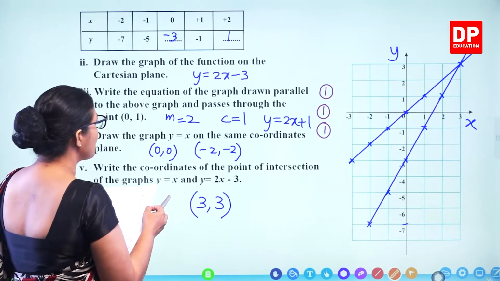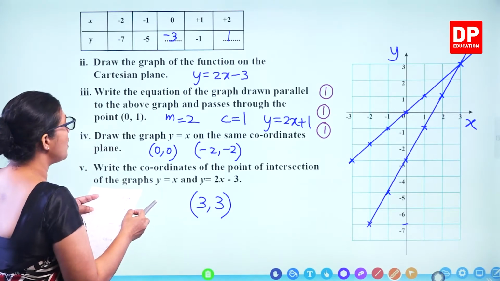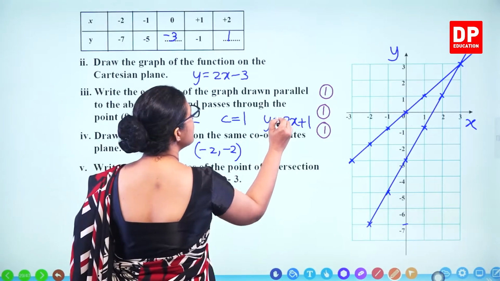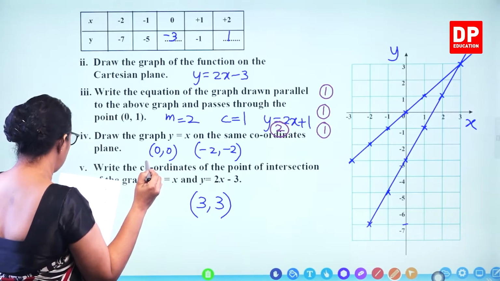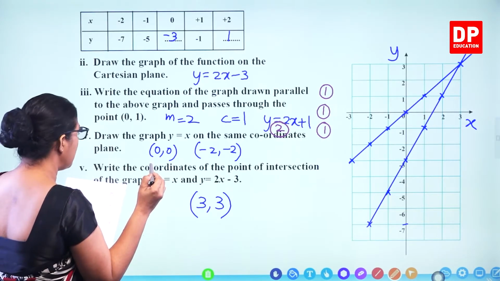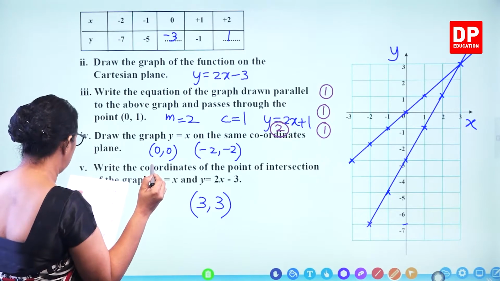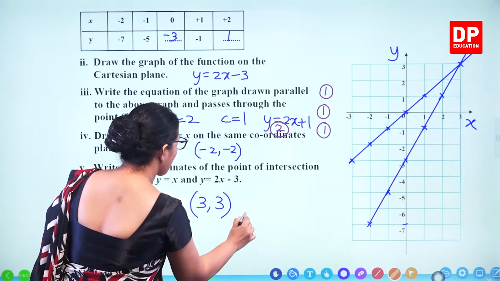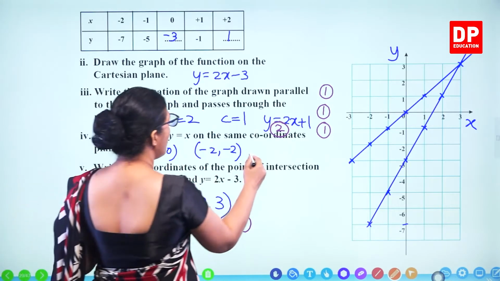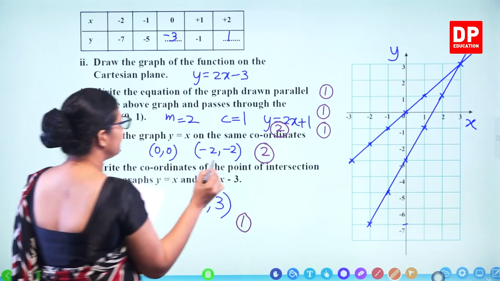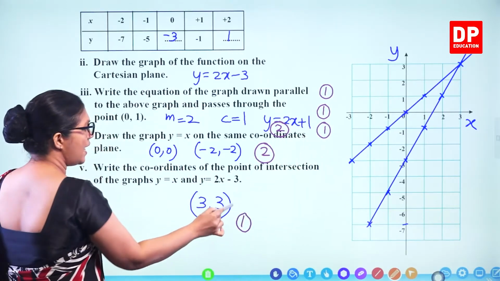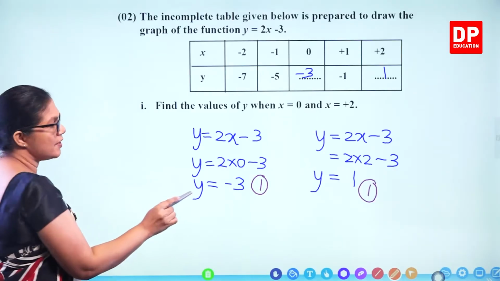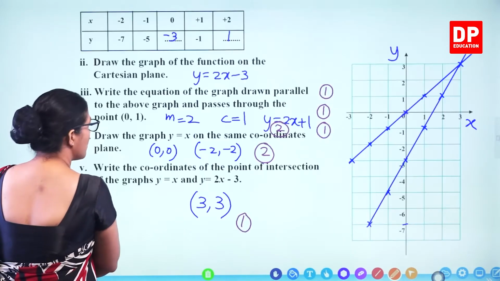So we gave 3 marks for drawing the graph. Then y equals 2x plus 1, you get 2 marks for this step. And 3, 3, that one, just 1 mark, and 2 marks for drawing the graph. So we'll see 10 marks, whether we gave 10 marks, 1, 2, 3, 4, 5, 6, 7, 8, and we gave 2 marks for this. So 10 marks for this question as well.